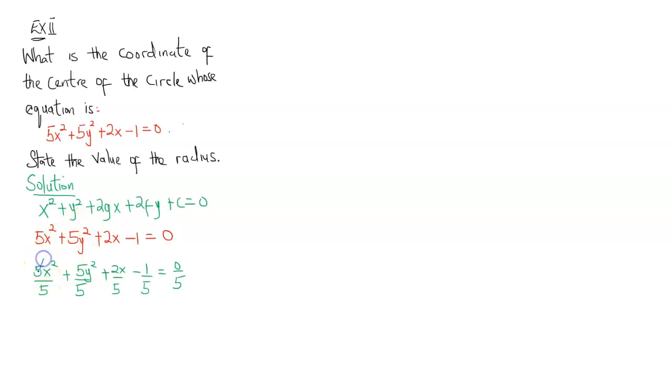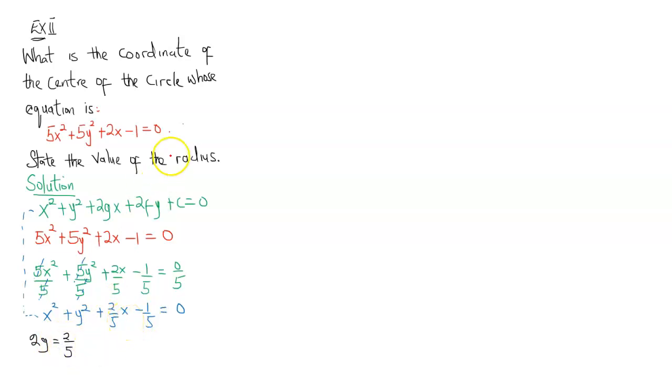Thus, 5 is going to clear 5. It does the same thing here. So I'm going to have x squared plus y squared plus 2/5 minus 1/5 equal to 0. So the next thing is going to be to compare, and we would see that the coefficient of x in the general equation is plus 2g, and the coefficient of x in the new equation is 2 over 5. So 2g is going to be equal to 2 over 5.